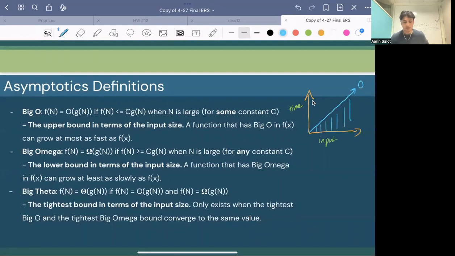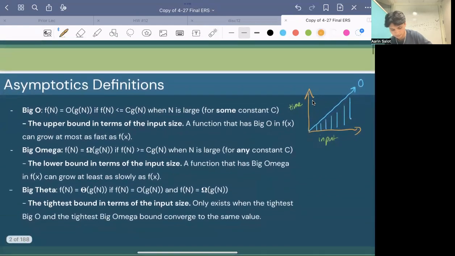Big omega is pretty much the opposite of this. It's going to be a lower bound in terms of your input size. So big omega will cover your best case and all the cases that are slower than it. Essentially it's saying that your function will take this time or it will be slower. Big theta is when your big omega and your big O bounds are equivalent to each other. Intuitively, this means that your function is running within a constant factor of your bound.